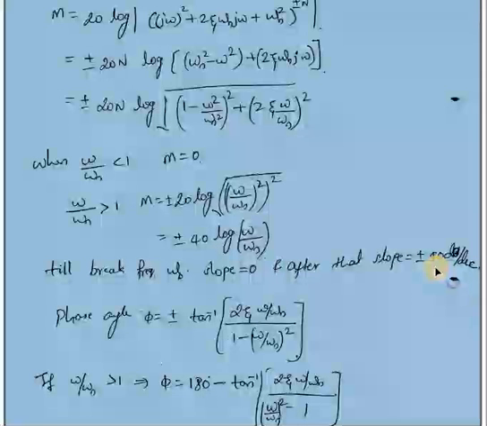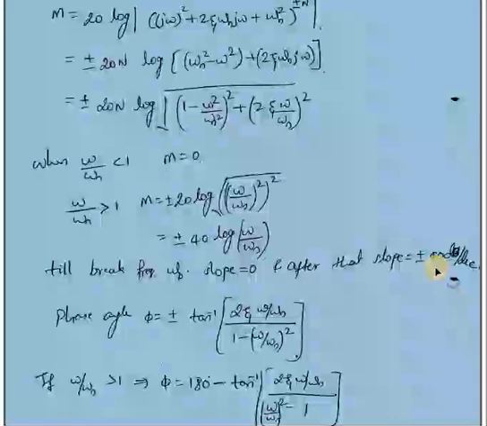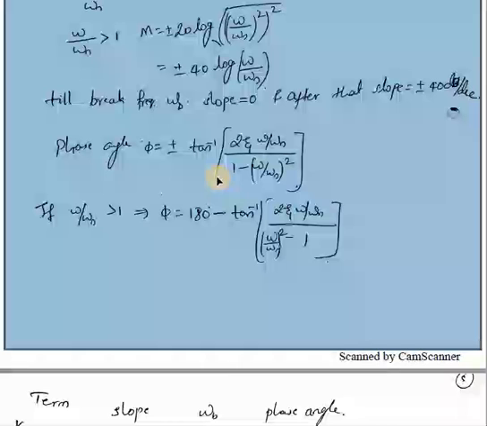Again, you have to take plus 40 if that term is in the numerator, that is for the zeros. You take minus 40 if that is in the denominator, that is for the poles. You have to take it as negative sign. And the phase angle is given by plus or minus tan inverse of 2 zeta omega by omega n divided by 1 minus (omega by omega n) whole square. If this omega by omega n is greater than 1, that time the angle will be 180 degrees minus of this.